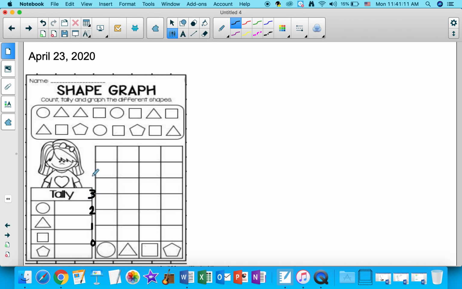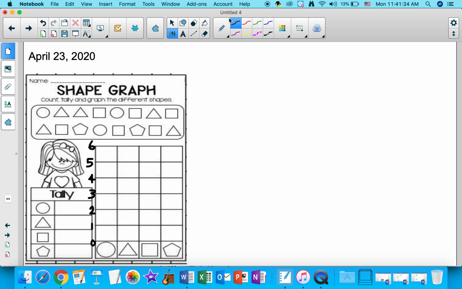And then next number is 4, and then 5. And the next number is 6. Okay, so I've labeled my vertical component, the y-axis. Okay, so let's get started.